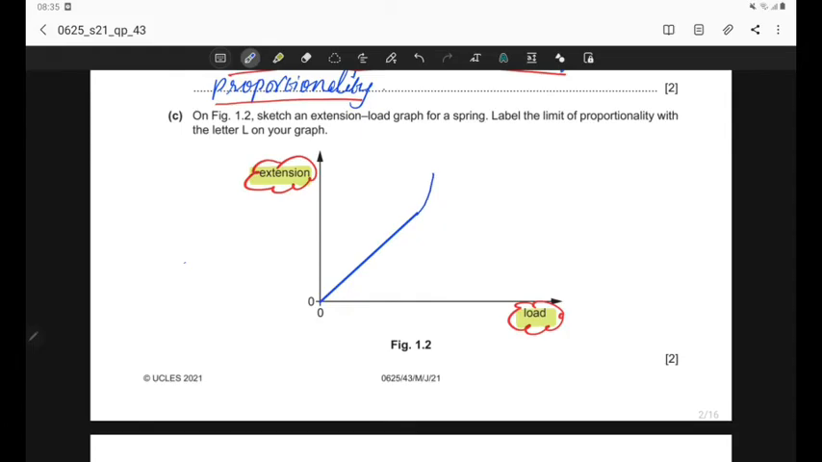And in the question it's mentioned that we need to label the limit of proportionality with the letter L on your graph. So the point where it stopped the relation of directly proportional, where we have to mark as L. This is the limit of proportionality. After that, it won't be a straight line.